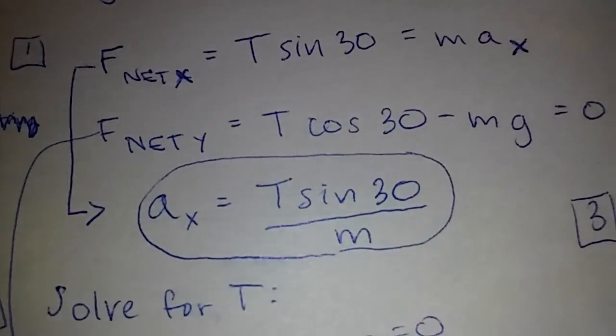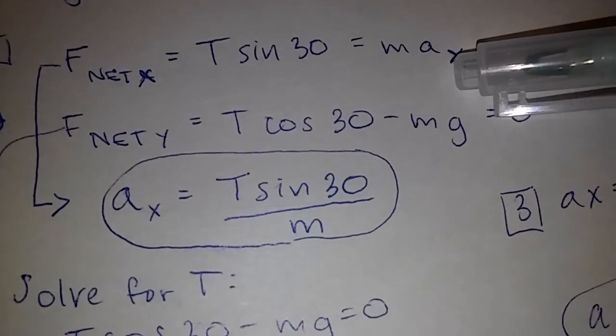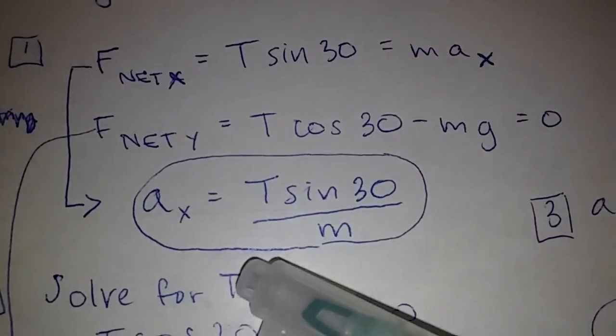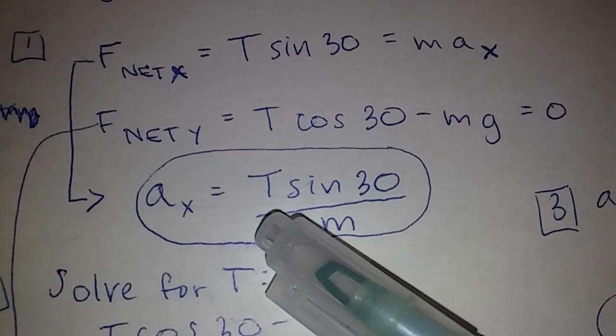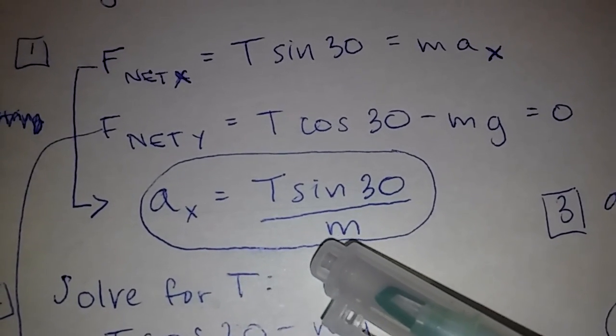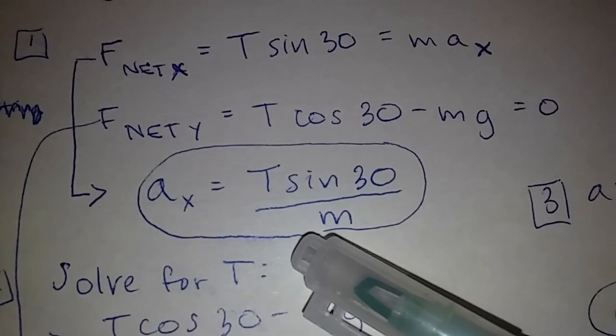I also wanted to reorder this F net with respect to the acceleration. So I've divided both sides by mass, and I come out with a_x equals T sine 30 over mass.